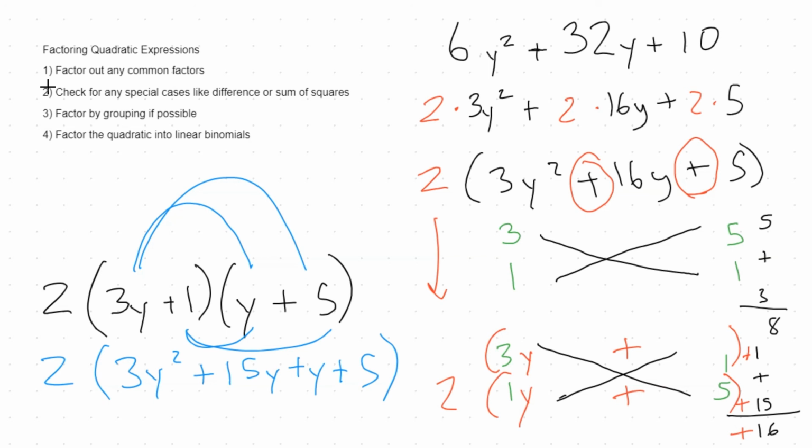So 15 plus, and then there's an understood 1 here. We don't put it, but it's understood to be a 1 here. And so those would add together to give us 16. So we have 16y plus 5. I'm just carrying those other terms down. And the 2 is now going to multiply times each of those. And what does that give us? That gives us 6y squared, which is what we wanted to have, plus 32y, which is what we wanted to have, plus 10. So it's been factored properly, and we've checked our answer to make sure that it worked.